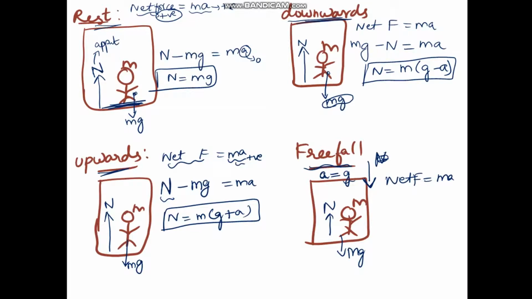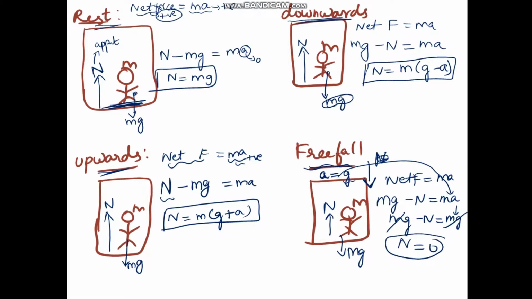Since it is moving in the downward direction, downward force is more, so I am first writing the downward force: mg minus N is equal to ma. But here a is g, that is the free fall condition, so mg minus N is equal to m into g; instead of a I am substituting g, they get cancelled, so N is equal to 0. So apparent weight is 0, which means that in case of free fall, the man experiences weightlessness.